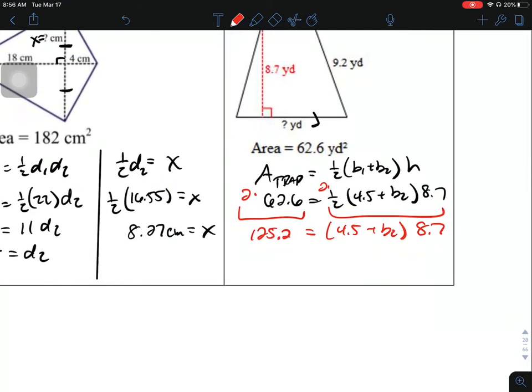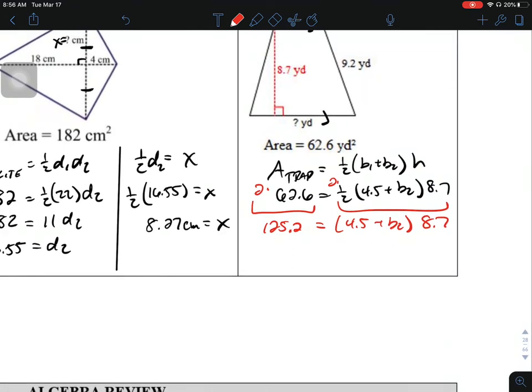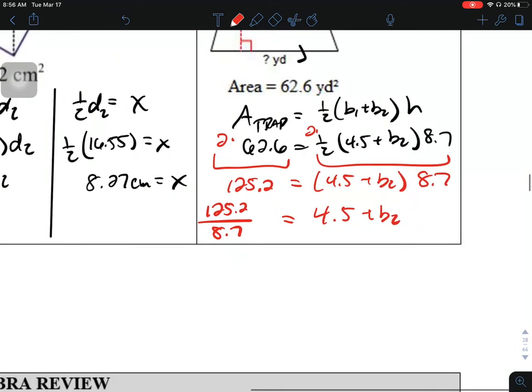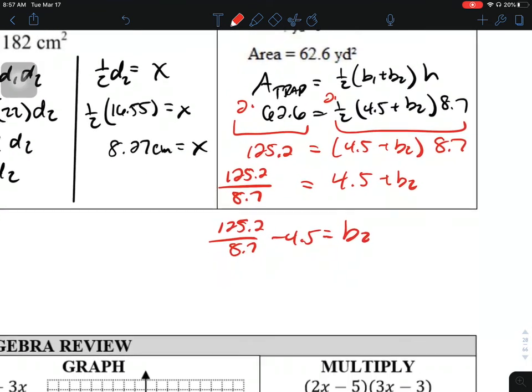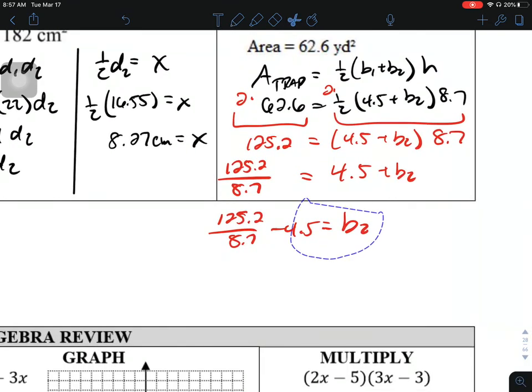Then if I divide both sides by 8.7, I think I get kind of a mess. I don't want a mess, so I'm just going to write it as divided by 8.7. I'm going to subtract 4.5 from both sides. So that's what base 2 is. If you want an approximate answer, then put that in your calculator. I got 9.89 yards for that second base.